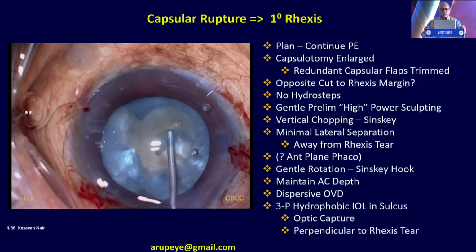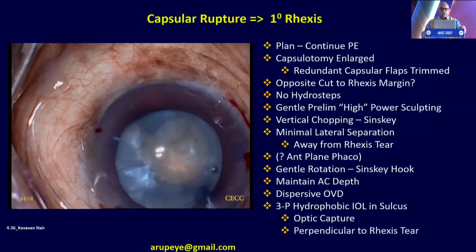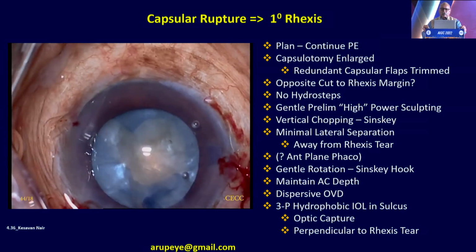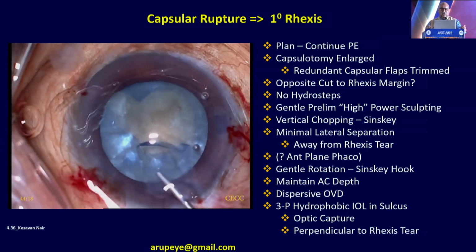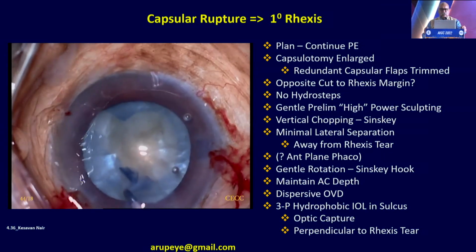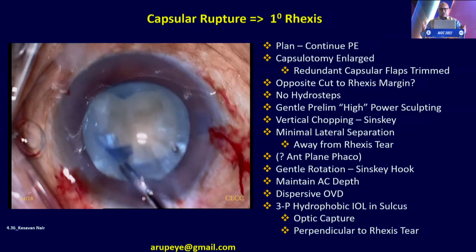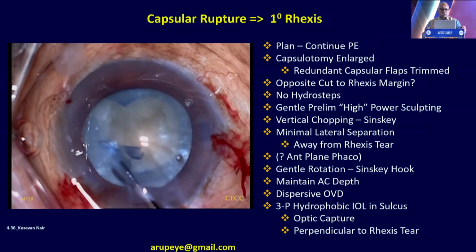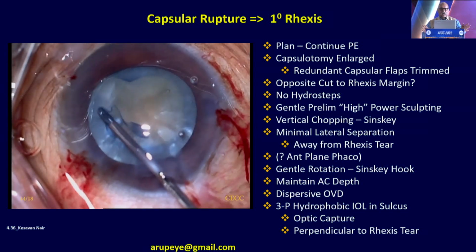zonal apparatus. So the rhexis, as I mentioned, has to be enlarged. Some surgeons believe in putting a cut diametrically opposite to where the rhexis tear happened. I'm not a big fan of that strategy, but it has been tried out and it has been described in the literature. So this is what I follow, a generous capsular opening. And then these kinds of situations don't require any hydrosteps.